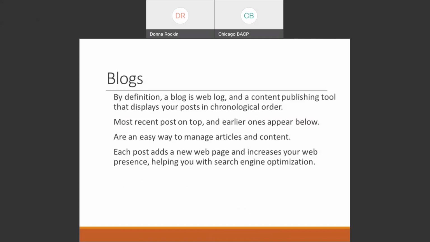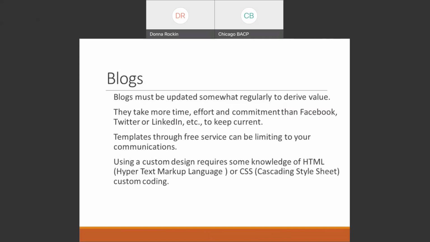Blogs, it's just a web blog. You have to constantly change your entries and manage your article content to make reasons for people to come back and visit. Otherwise, they just die quickly. So you have to be updated regularly. They take more time and effort than Facebook, Twitter, or LinkedIn to keep them current.